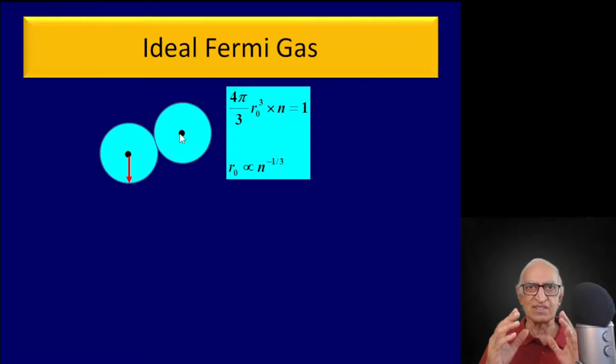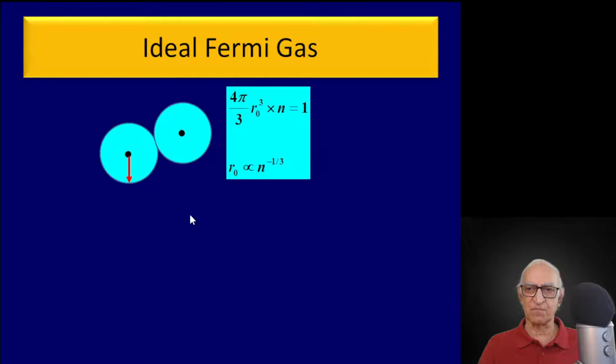So all I'm saying is, if I give you a box with electrons whose density is n electrons per cubic centimeter, then their mean distance between them is of the order of R naught. Well, 2 R naught, but we'll ignore the 2. R naught, where R naught is defined by this equation. From this equation, you see that the mean distance between the electrons at a density n is proportional to density to the power minus 1 by 3. I just take this term to the right-hand side in the denominator. So keep that in mind.